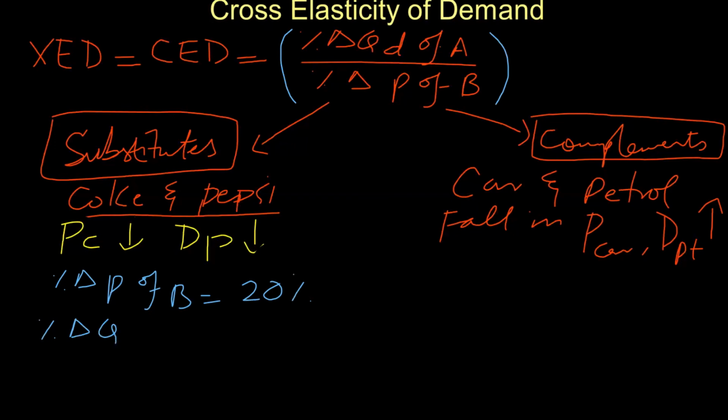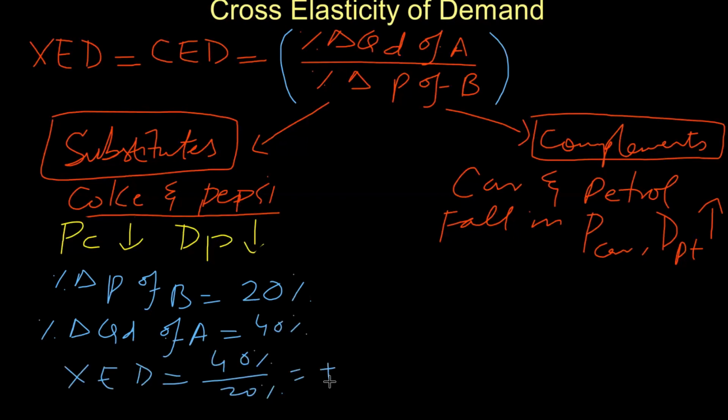The last information about these concepts is calculation of cross elasticity of demand. Let's say the percentage change in price of B is plus 20%, and percentage change in quantity of A is 40%, and it is again positive. So put the values in formula. 40% over 20% is equal to plus 2. Again, plus sign shows the positive relationship, and the value 2 shows that it is greater than 1 or elastic demand.